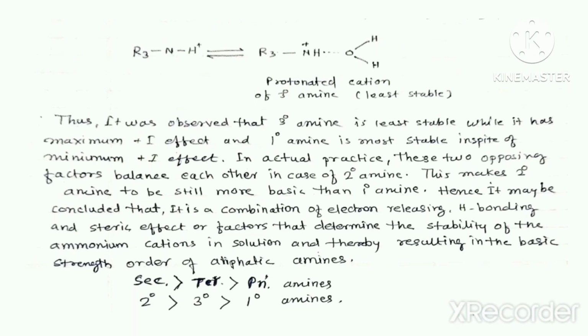Hence, from all the above discussion, we can conclude that it is a combination of electron releasing group, hydrogen bonding, and steric effect or steric hindrance that determines the stability of ammonium cation in solution, and thereby results in the basic strength order of aliphatic amines being like this: secondary is more basic than tertiary and then primary.